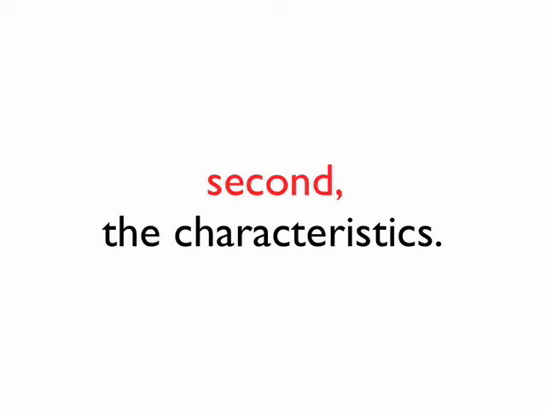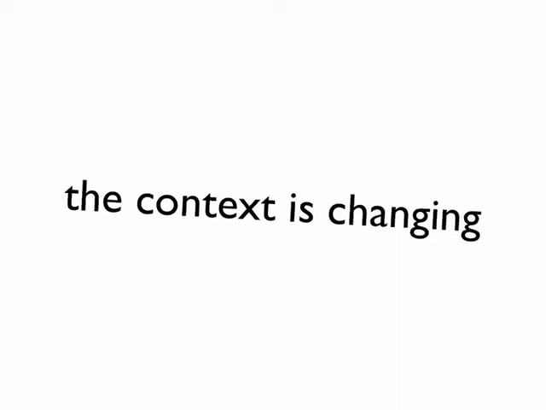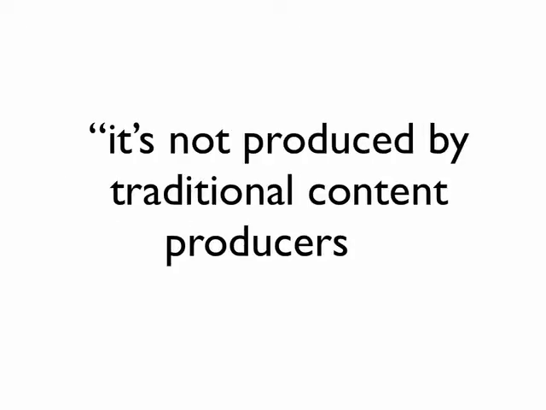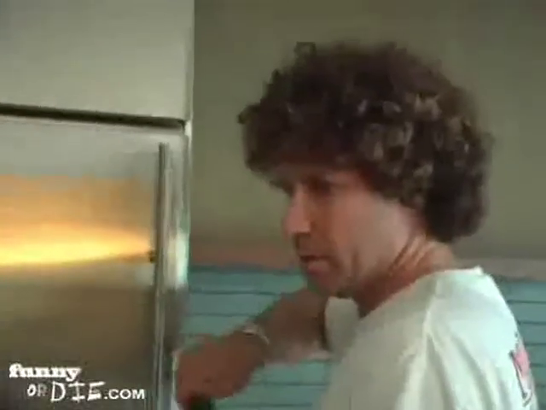Second, the characteristics. Assumptions like the division between producer and consumer, or what constitutes an amateur and a professional, are changing dramatically. Therefore, the entire context around UGC is in flux. Many professional writers, photographers, filmmakers and ad agencies are developing content in the same way that amateurs do.